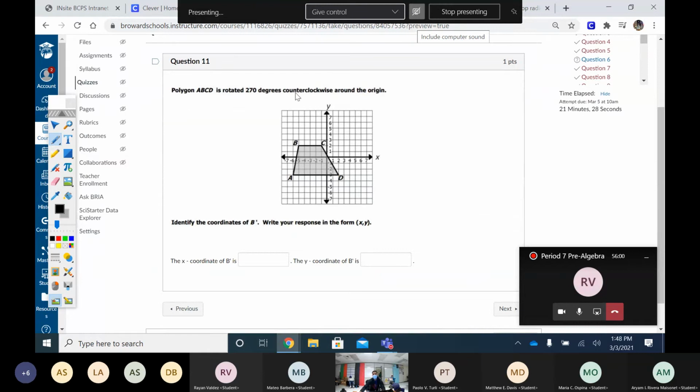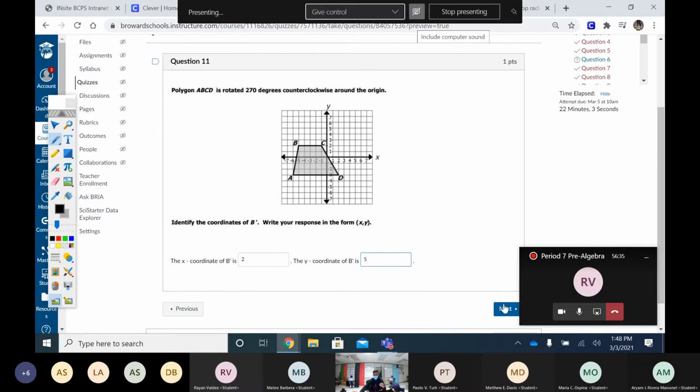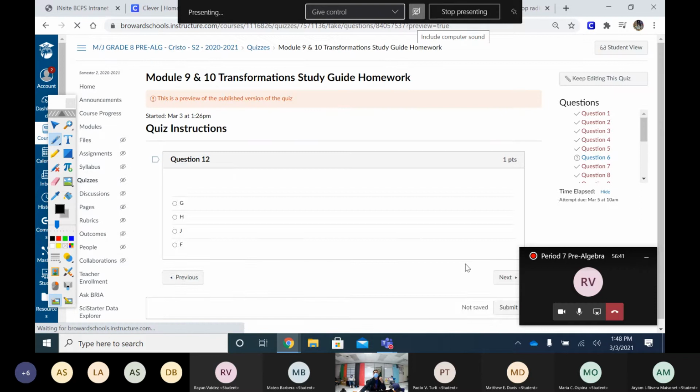What rule is 270 counterclockwise? 90 clockwise. They want B. So step 1 for 90 clockwise is to write down the coordinate. Okay, so negative 5, comma 2. And then step 2 is to make the X the opposite sign. Step 3 is to flip it. So my answer is 2, comma 5. Sabrina, I advise you to write down those rules after.